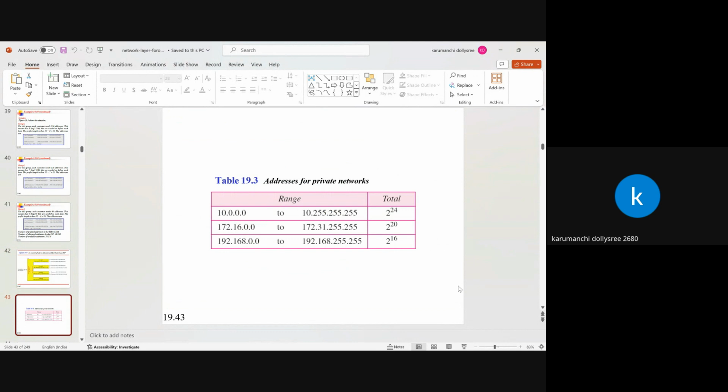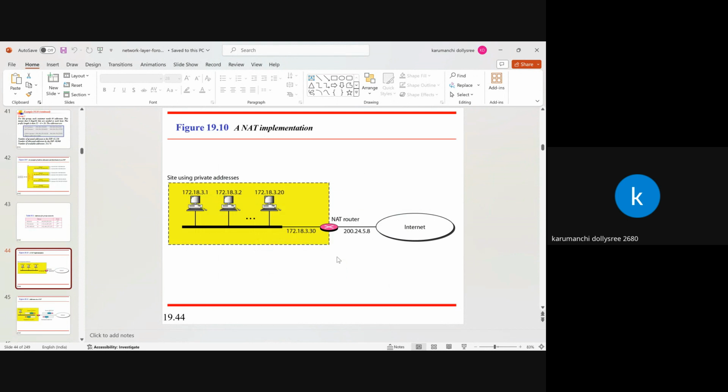So how will we give addresses for private networks? You can see the ranges they have given here. Here it is class A, class B and class C, right? In class A you see the range, that is 10.0.0.0 to 10.255.255.255. So this is the range that they are using for class A, class B and class C. Now, what is NAT and how are we going to implement it, we are going to see.